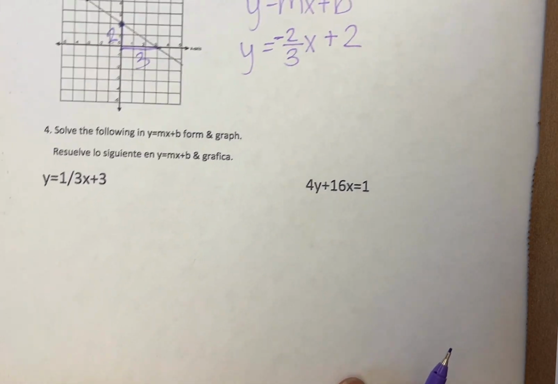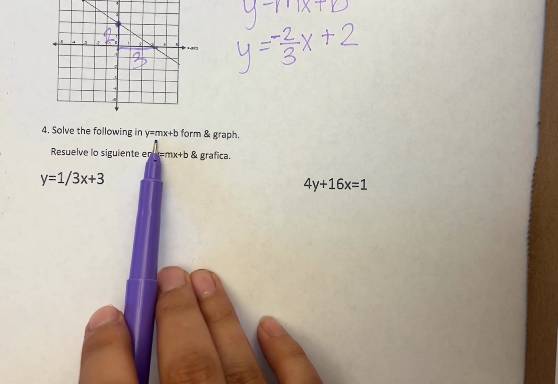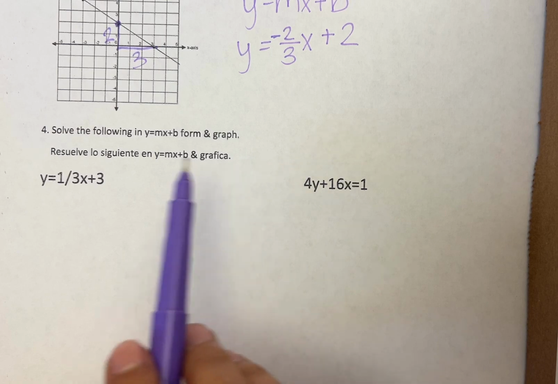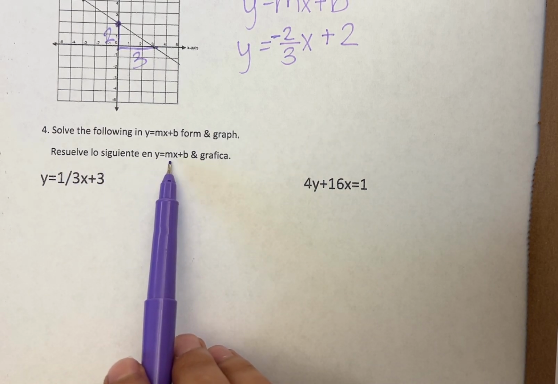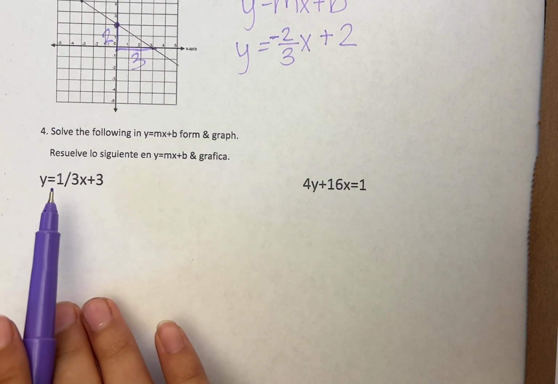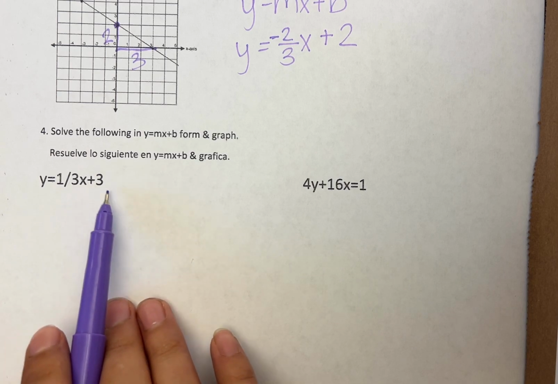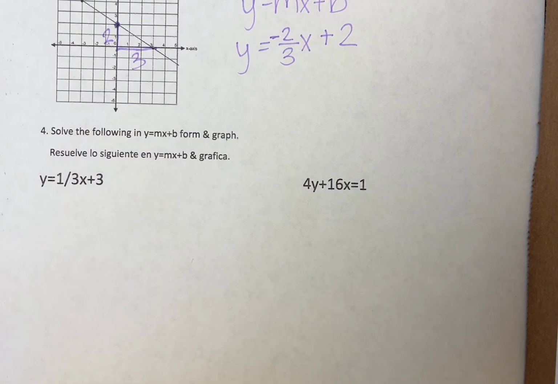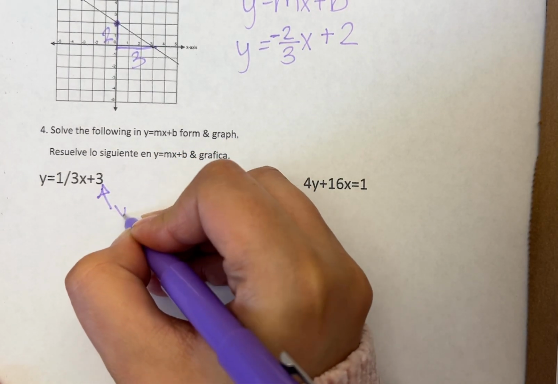Okay? Ahora dice, solve the following in y equals mx plus b form en graph. Resuelve lo siguiente en y es igual a mx más b. Okay. So this one is very easy. Este ya está súper fácil. Why? Because it's already set up in y equals mx plus b form. Este ya está en esa forma de y es igual a mx más b. The number that's alone, remember, is my y-intercept.